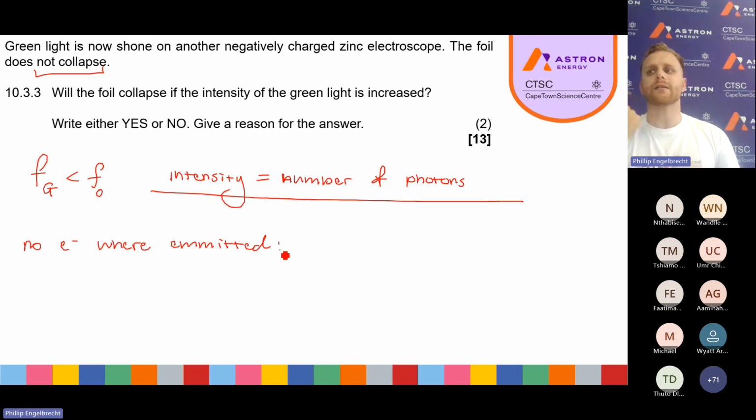So if I increase the number of photons striking the surface, I'm going to do nothing to my emitted electrons. Why? Because in the first place, remember, if you increase the number of photons striking the surface, it's not going to do much because the photons do not have enough energy to emit the electron. So I can chuck 1 trillion photons onto that surface. No electrons going to be emitted. So therefore, the answer is no. And you guys have all provided reasons.